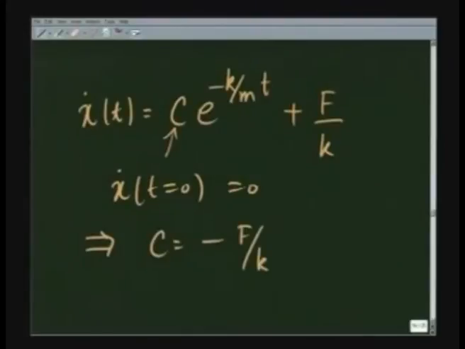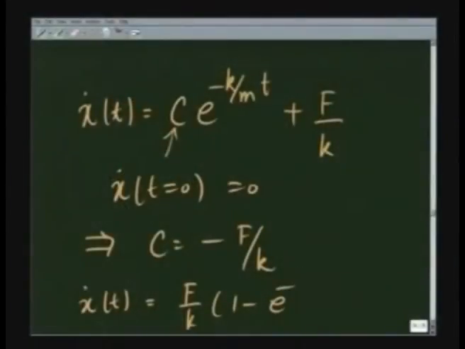This constant c is again determined by initial condition, which is nothing but initially the particle was at rest, and therefore I get c equals minus F over k, and the solution with this initial condition comes out to be x dot t equals F over k times (1 minus e raised to minus k over m t).